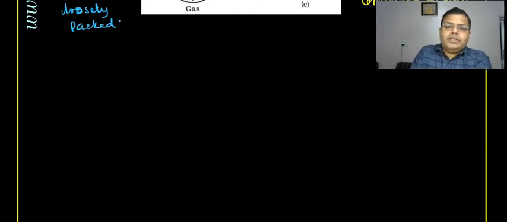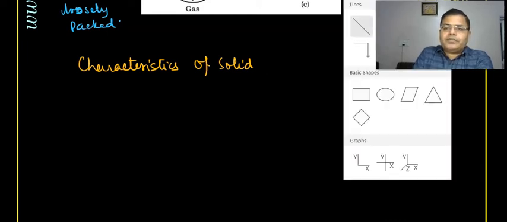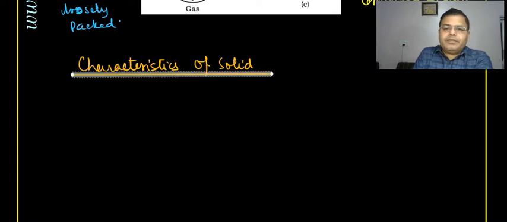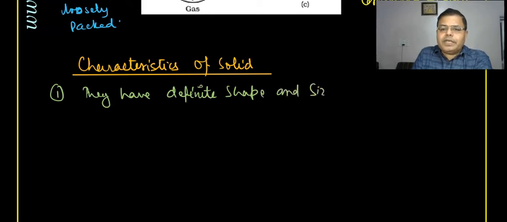Now let us discuss one by one the properties of solid, the characteristics of solid. Everybody knows that solid has a definite shape and size, isn't it? Solids have definite shape and size, and also fixed volume.